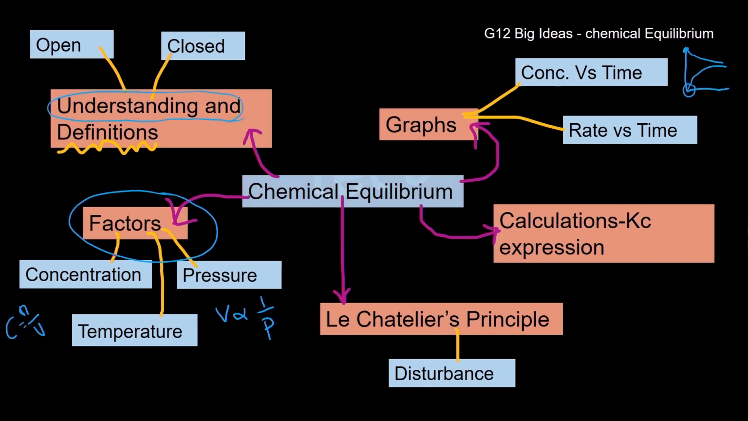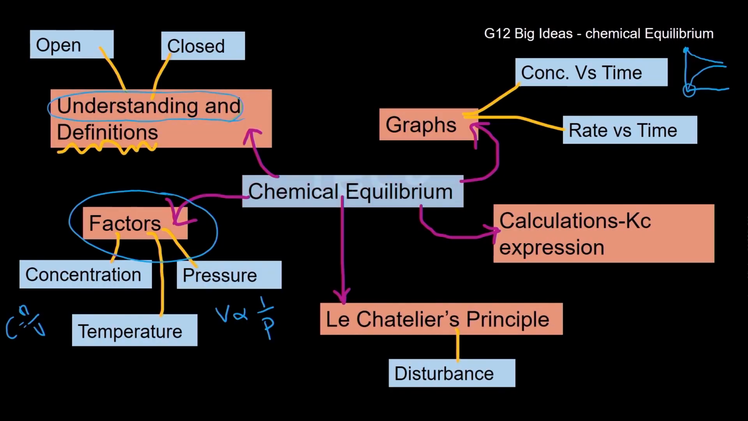The same applies for rate versus time. The rate of the reaction is going to be shown on the graph, and we've got two reactions we're dealing with here in chemical equilibrium. We're dealing with a forward reaction and a reverse reaction, and so that is why on the graph you will see there will be two lines, a forward reaction and a reverse reaction. And so we're going to have a look at that in detail.